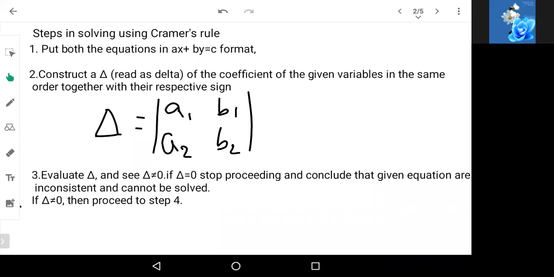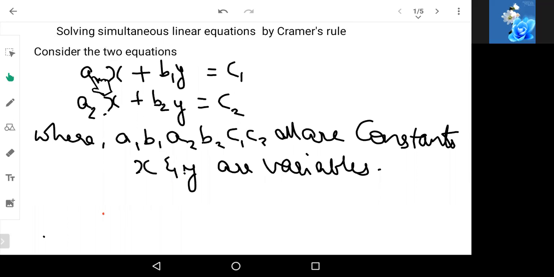Now there are certain steps that will be used in solving by Kramer's rule. Let us see what the steps are. The first step is to put both the equations in the format of ax plus by is equal to c. You should have x first and then y and then is equal to a constant. That should be the format of the equation.